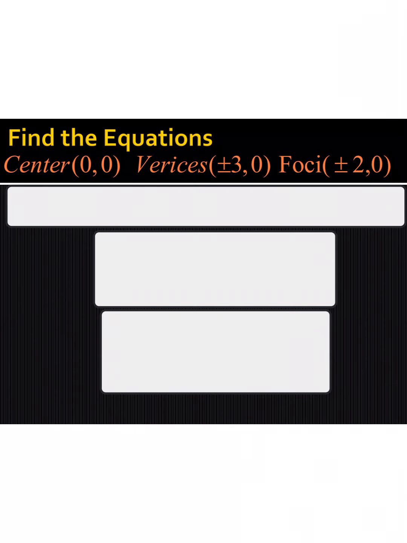For example here, we have some parts. We're going to go backwards and try to find the equation. So we're given that our center is at (0, 0). We have vertices at (±3, 0) and foci at (±2, 0).